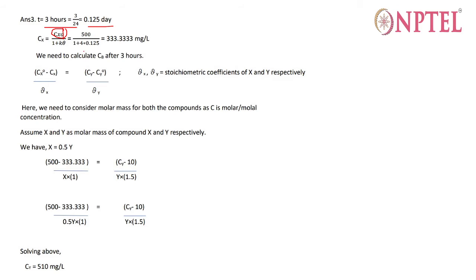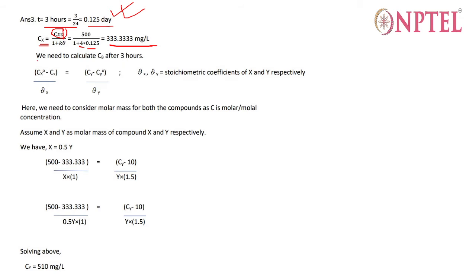Then write 500, and then you know the rate, similar rate per day, and then the time which I have calculated, that is 0.125 day, right? And you will get 333.33 mg per liter as the concentration of X that is present, right?